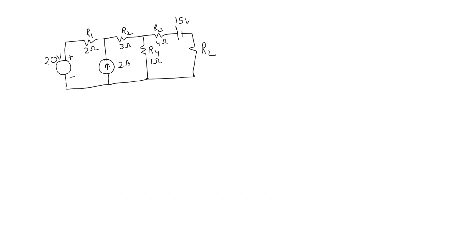In this video, you will be learning how to solve the circuit using Thevenin's theorem when you have multiple sources. If you see in this circuit, we have a 20-volt source, a 2 ampere source, and a 15-volt source. So we have to redraw the circuit and draw its Thevenin's equivalent circuit.